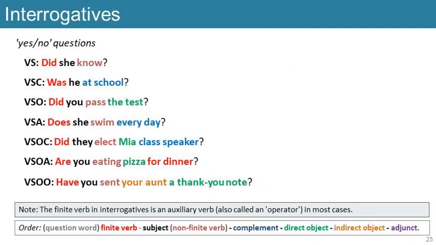We'll start with yes/no questions, as these are the easiest. They follow the 7 declarative sentence word orders we have looked at already, except in one important respect, namely that the subject and the finite verb invert or change places. So all yes/no questions start with the finite verb and are followed by the subject, VS.